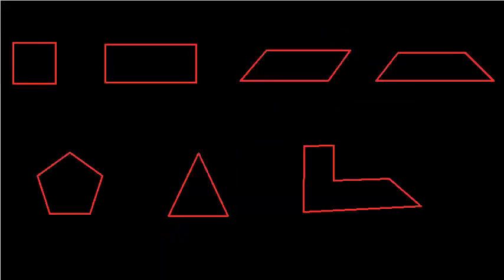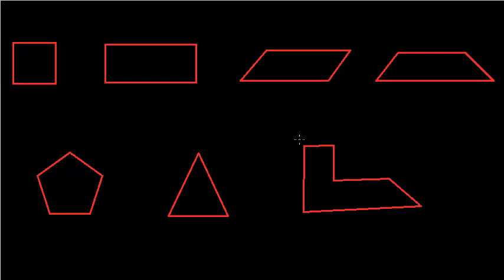Next, we're going to take a look at polygons. Polygons have all straight lines and they are closed, which means if you start following the edges of the polygon, you'll always end up back where you started. And the lines do not cross each other, so nothing like that. So these are all examples of polygons.